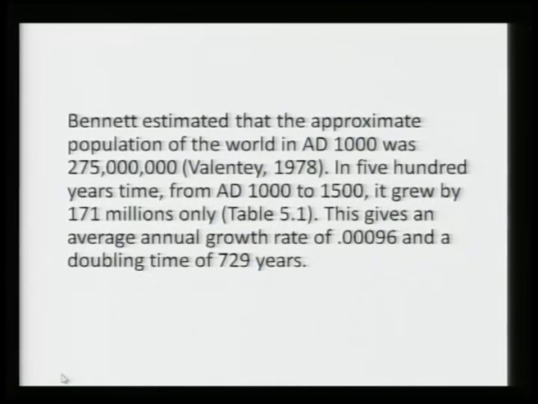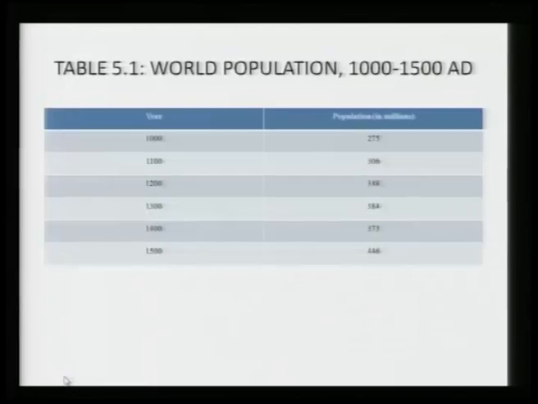Bennett estimated that the approximate population of the world in 1000 AD was 275 million. In 500 years, from AD 1000 to 1500, it grew by 171 million only. This gives an average annual growth rate of 0.00096 and a doubling time of 729 years.